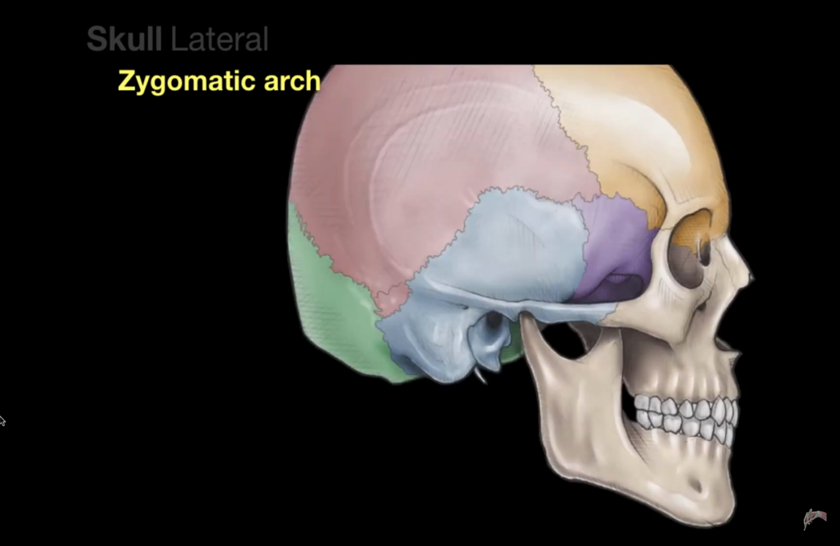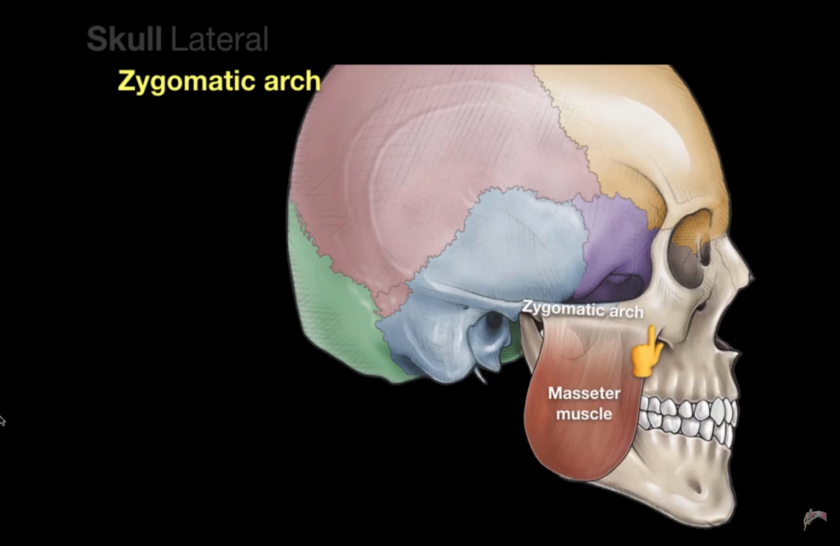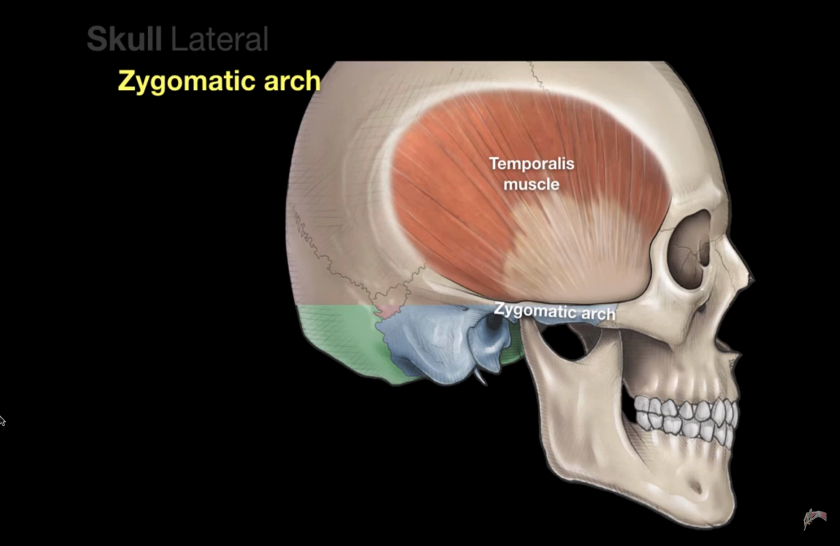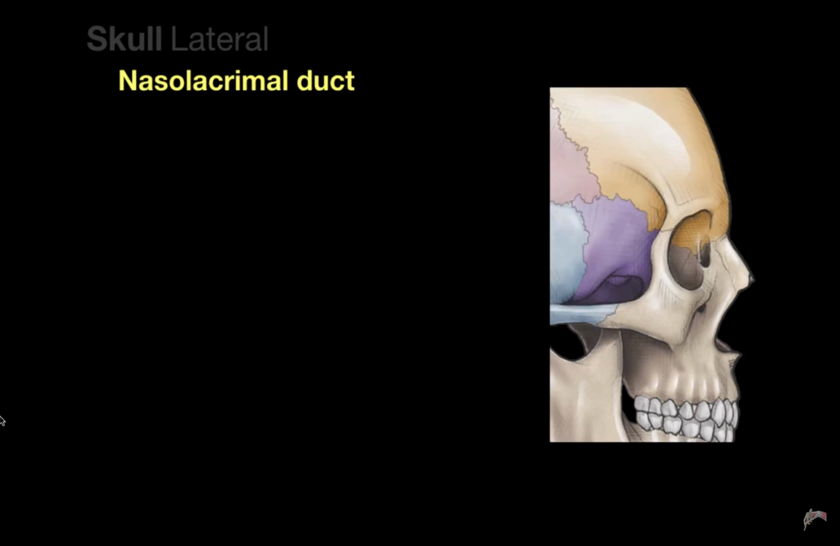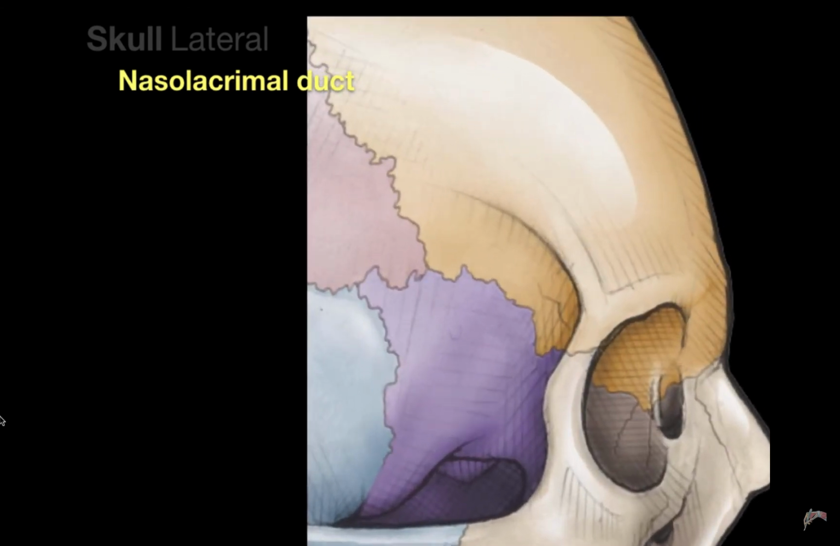And so that zygomatic arch all along here forms as an attachment for the masseter muscle, which courses down to the mandible, as well as deep to the zygomatic arch, this temporalis muscle goes deep and attaches to the coronoid process of the mandible. The nasolacrimal duct from a lateral view is located right there to drain tears into the nasal cavity.